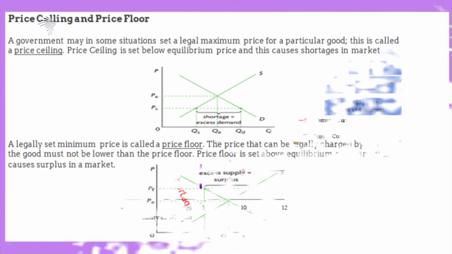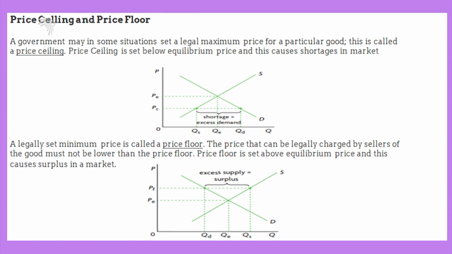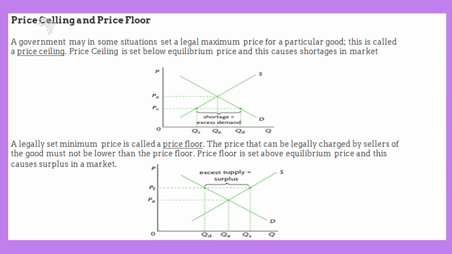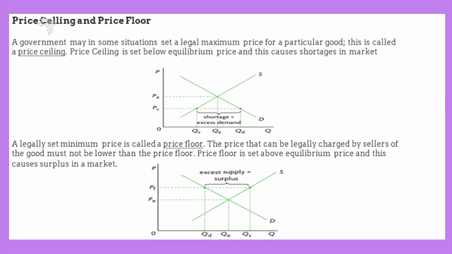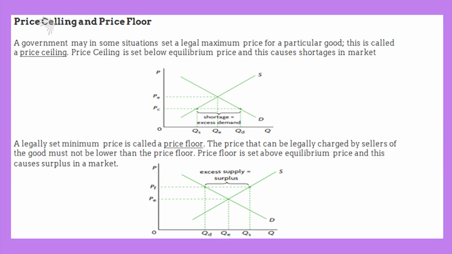Now let's turn to price ceiling and price floor. These terms are often confusing, and we need to clarify them very carefully. A government may in some situations set a legal maximum price for a particular good. This is called a price ceiling.